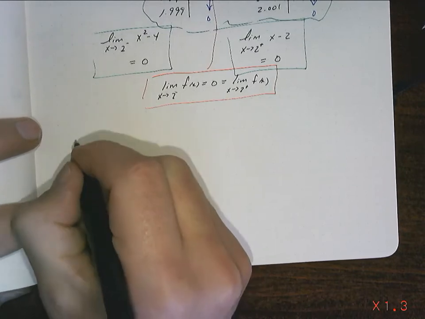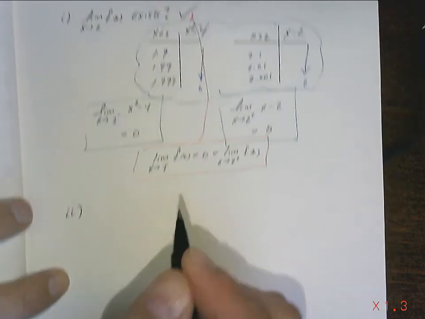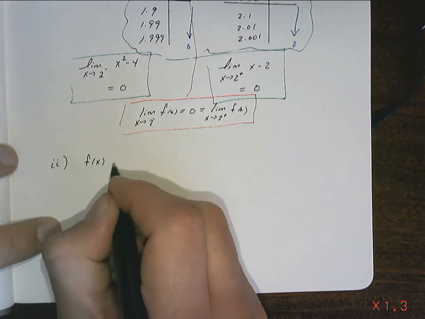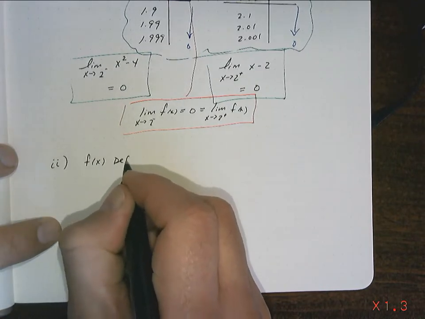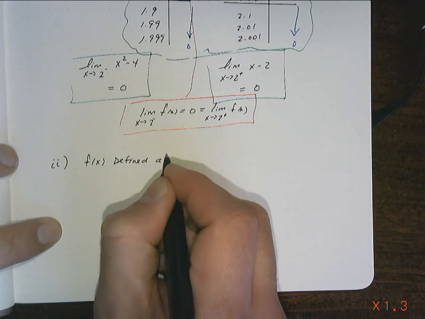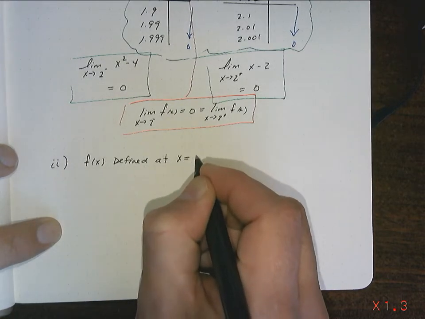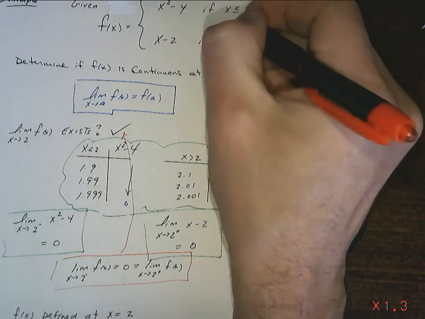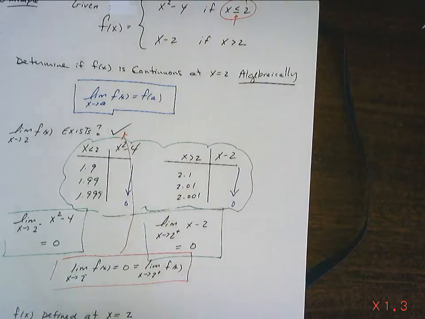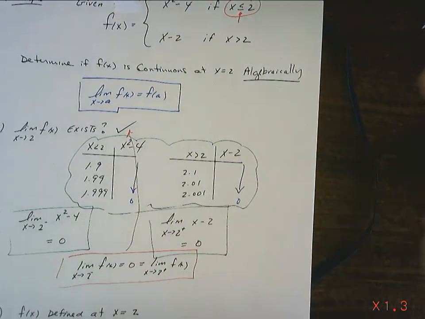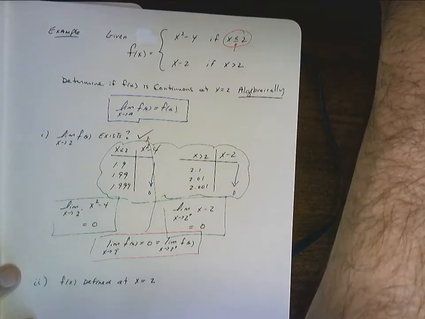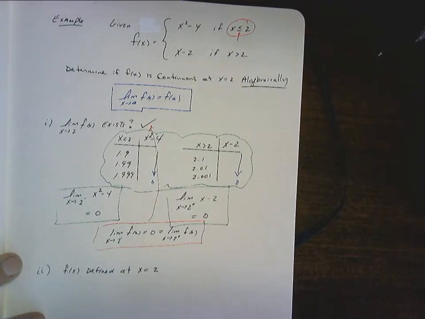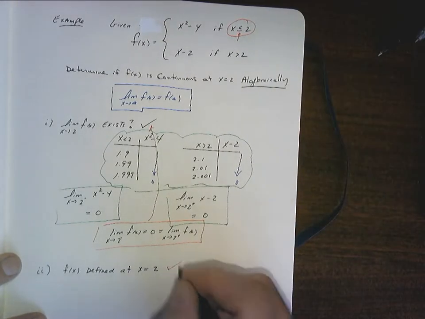Number 2. What has to happen? f of x needs to be defined at x equals 2. And is it? I look up here. Look, there's an equal sign. So yes, f of x is defined at x equals 2. I don't care what it is at the moment. I just care that it's actually defined. So the answer is yep.